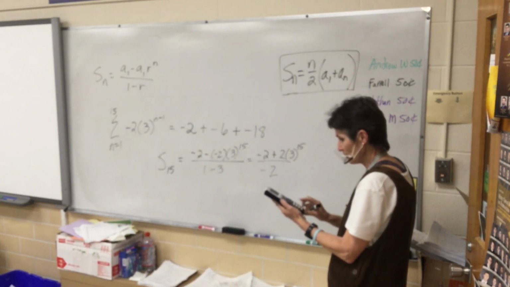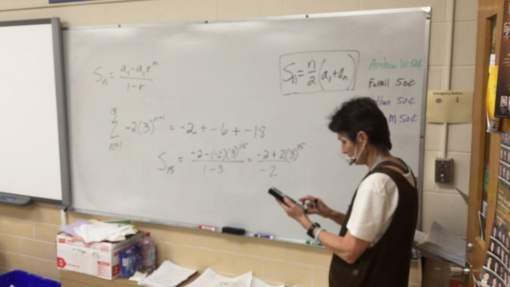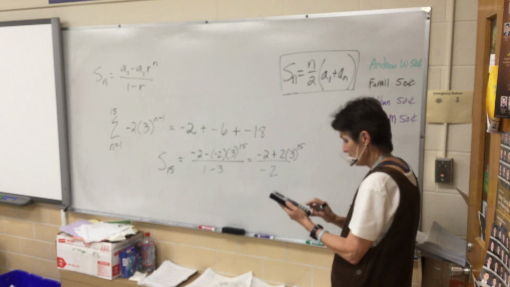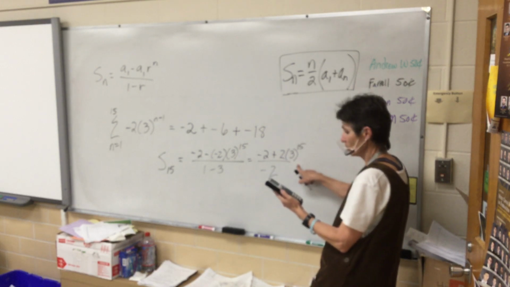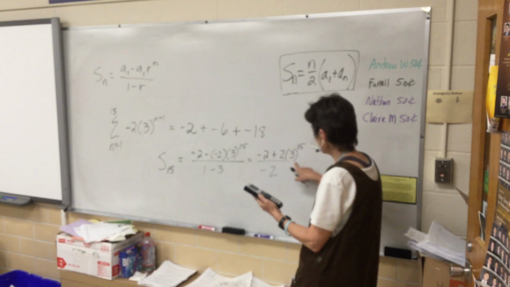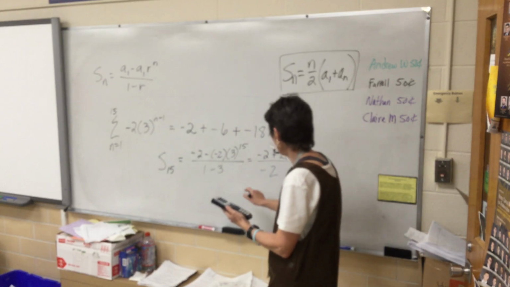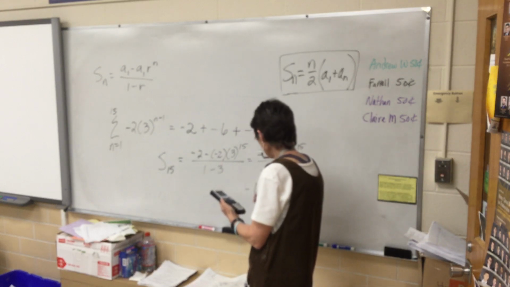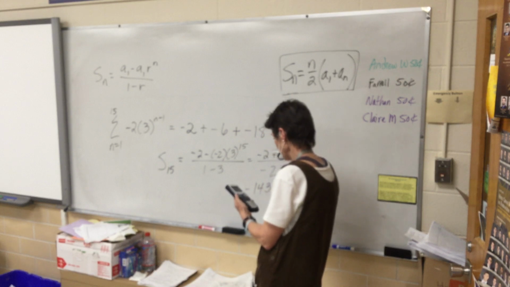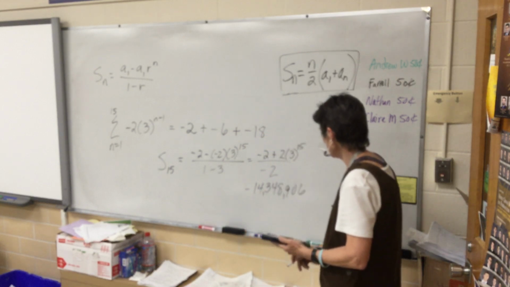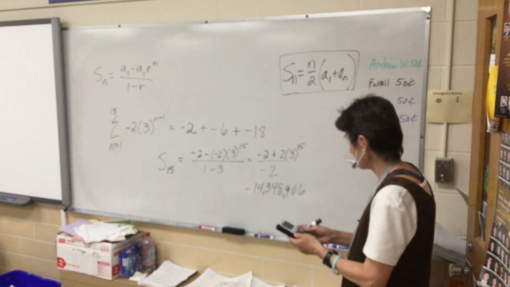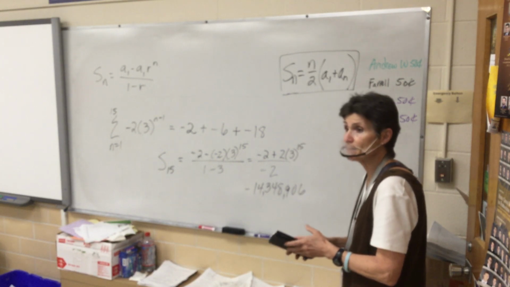All right, so let's see if we can all get the sum. Here we go. Don't forget, before you do divided by -2, you have to hit equals up here. You got to type in the top and hit equals, and then divided by. And I think the answer is -14,348,906. Does anybody match that?